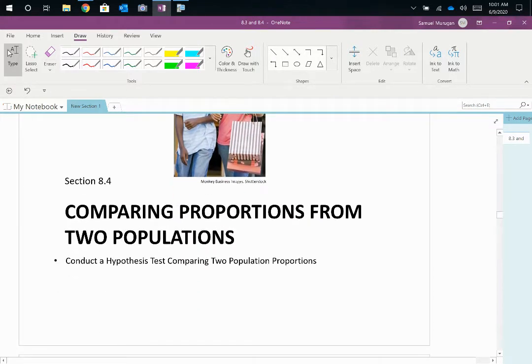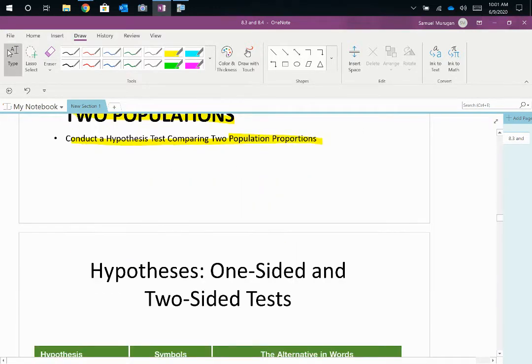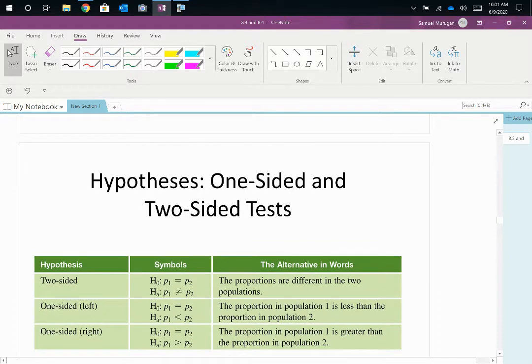Most of our calculations for this section lie in chapter 8.4, how to conduct a hypothesis test from two populations, and I'm going to show you how to do that in the examples. Okay.